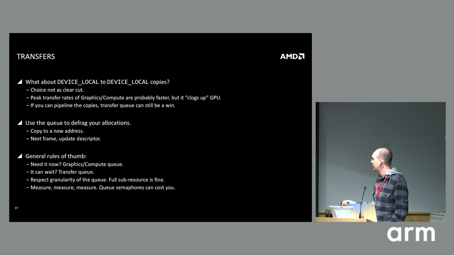The general rules of thumb here are, if you need it right now, so you're doing some rendering, a depth buffer or something, and you want to copy it away straight away, and you can't afford any latency, then compute and graphics is probably your fastest option. If you can wait, then the transfer queue might be the one for you.